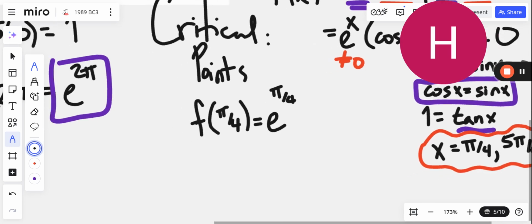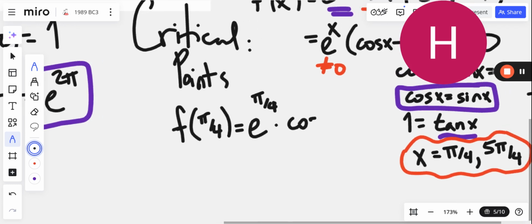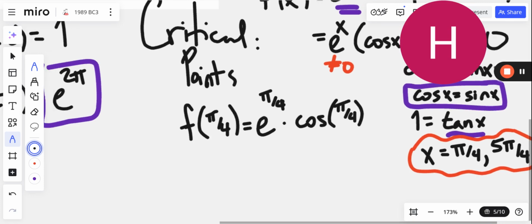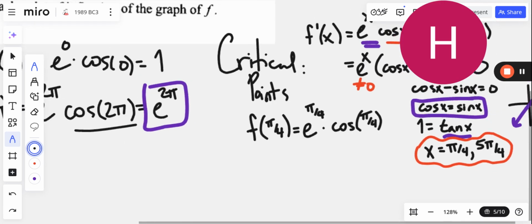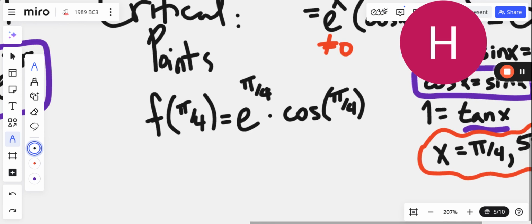E to the pi over 4. I don't know exactly what that is, but guess what? It's less than e to the 2 pi times cosine of pi over 4. And I do know what that one is, and guess what? It's less than cosine of 2 pi, because cosine of 2 pi is equal to 1. So these two cannot possibly be larger than our maximum.